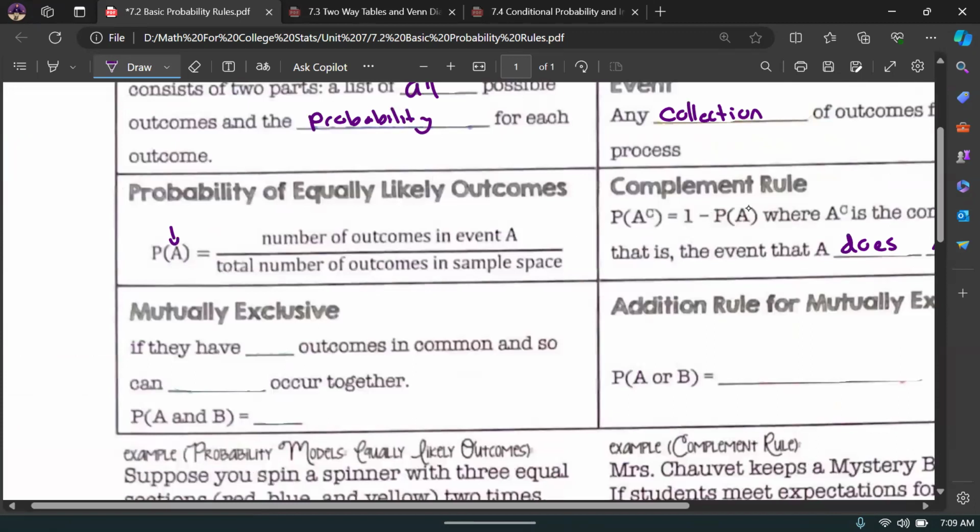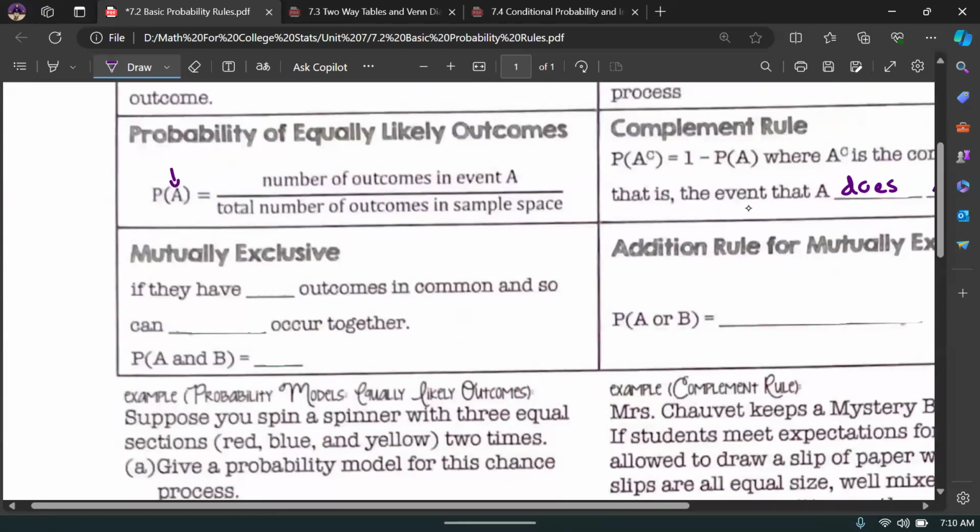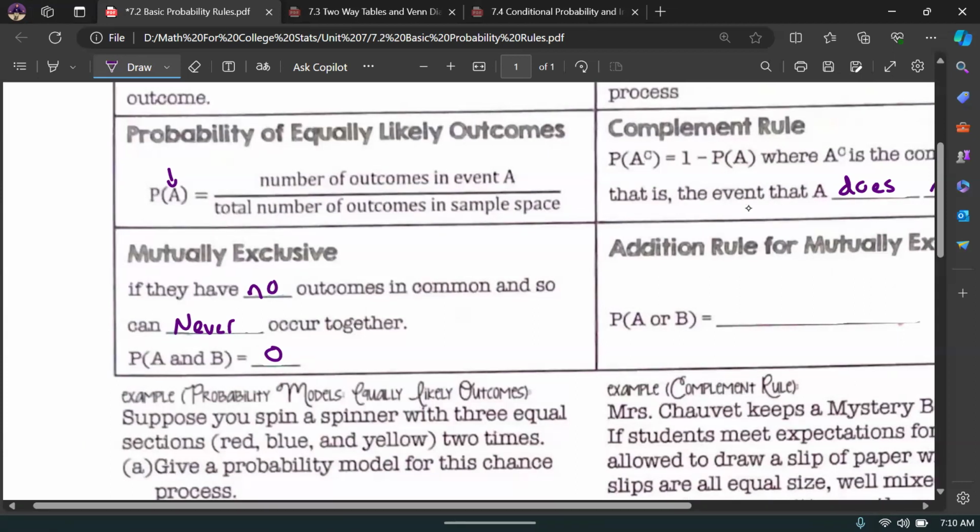Mutually exclusive: if events have no outcomes in common and so can never occur together. So the probability of A and B equals 0. Let me think about an example of this. I'll come across one later.